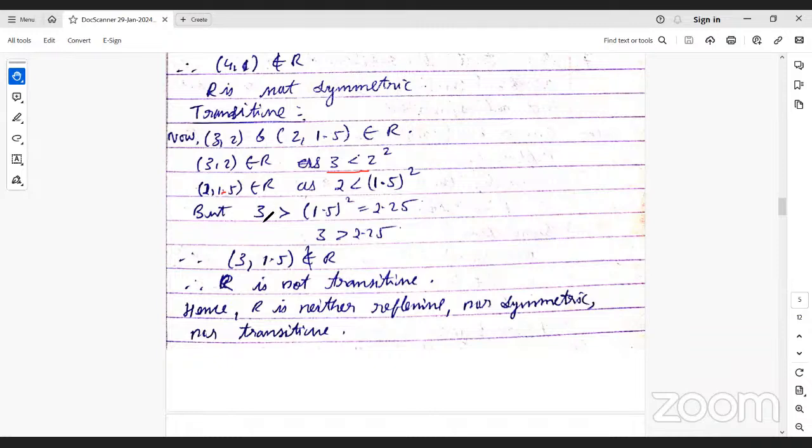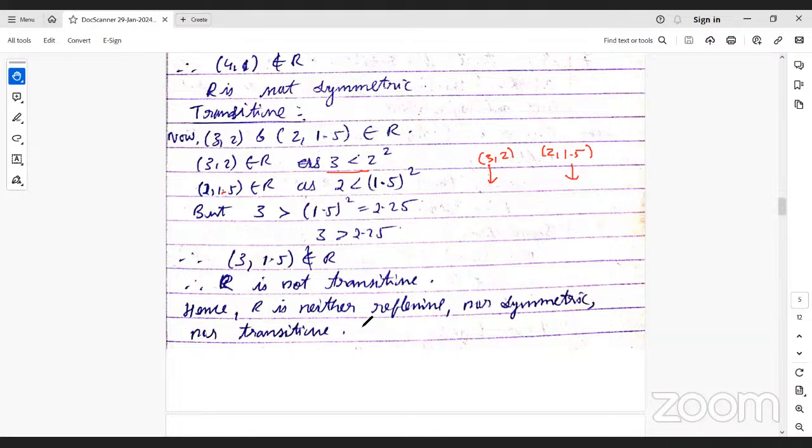Now pay attention. We have considered 3 comma 2 and 2 comma 1.5. Lastly, we need to check whether 3 is less than 1.5 square; then it would be part of the relation and the relation would be transitive. But here we have checked that 3 is greater than 1.5 square, and 1.5 square is 2.25. So the prior two ordered pairs are present in the relation, that is, x comma y and y comma z belong to the relation, but x comma z does not belong to the relation. 3 comma 1.5 is not part of the relation. Hence we can write R is not transitive. Therefore R is neither reflexive, nor symmetric, nor transitive.